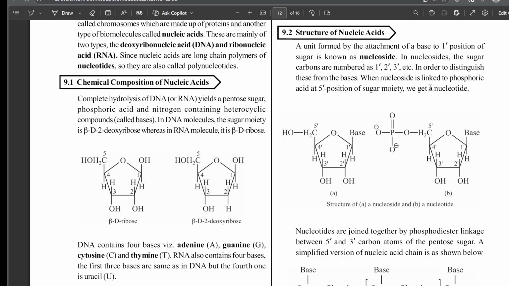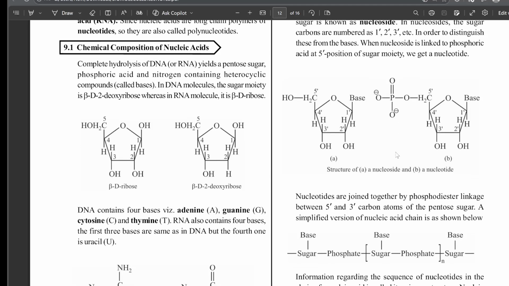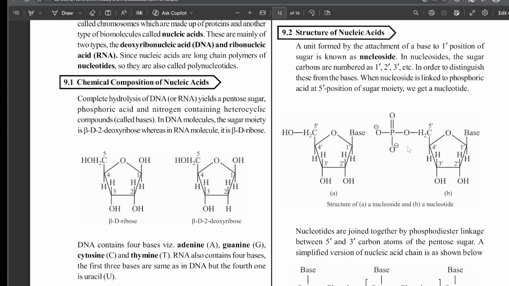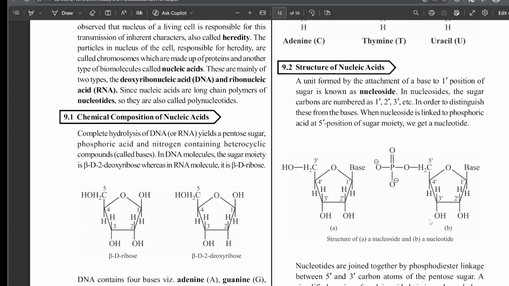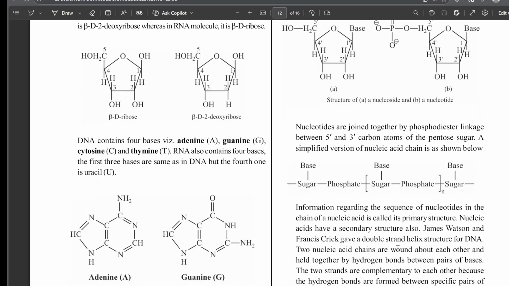One unit of a nucleic acid, formed when a base attaches to the 1' position of the sugar, is known as a nucleoside. When a nucleoside is attached to a phosphate group, it gets converted into a nucleotide. This is a phosphate group, PO4 3-, which gets attached to the nucleoside to form a nucleotide.